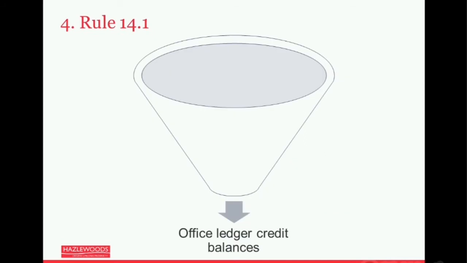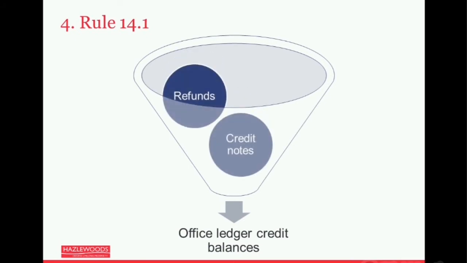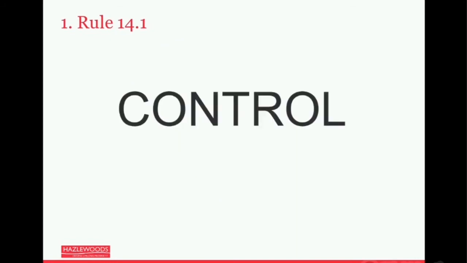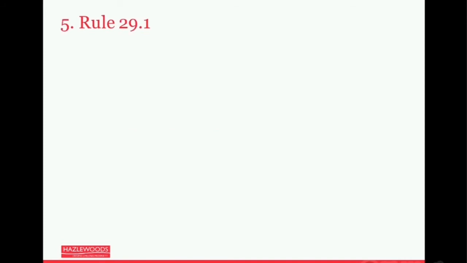The main causes of office ledger credit balances are credit notes, refunds received, clients paying funds into the office account by mistake, and client-to-office transfers being performed in excess of funds due on office. A suggested control here would be to run a report on a daily basis to identify any office ledger credit balances. Most systems do have a standard report for this, but if not, a full listing of office balances should be reviewed.